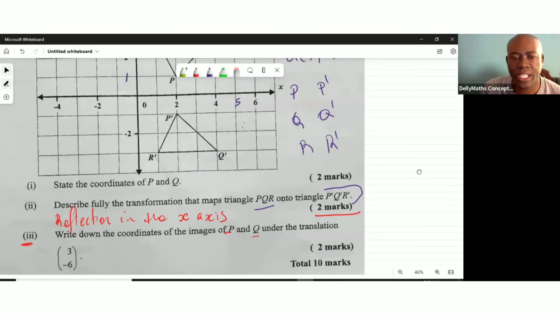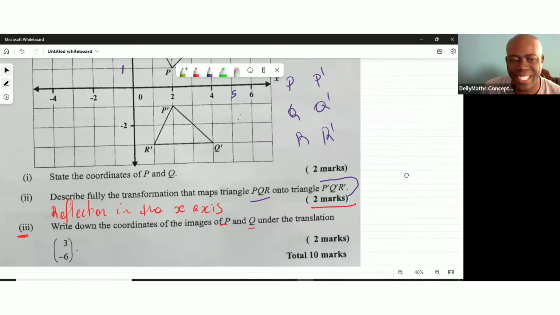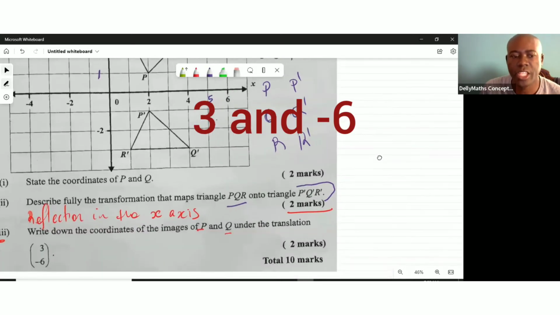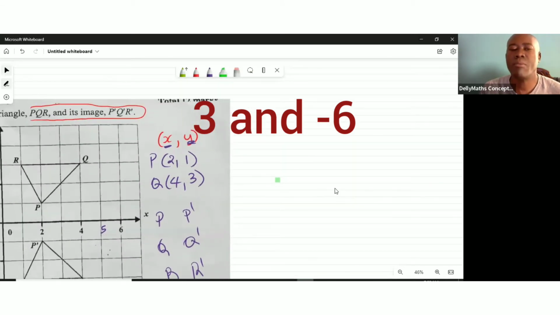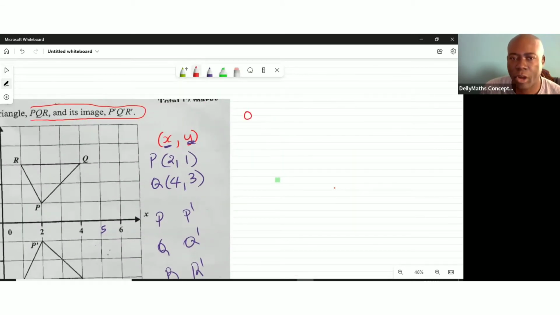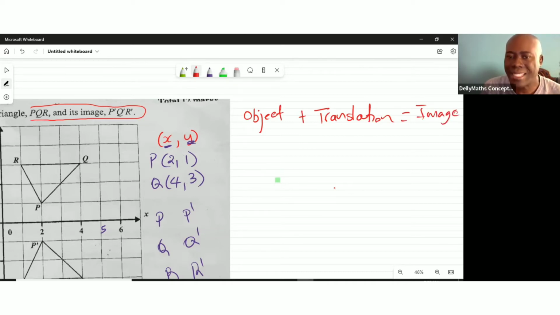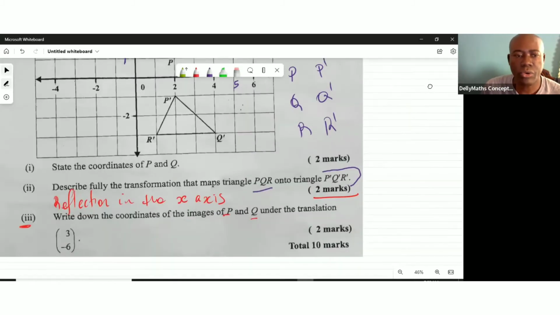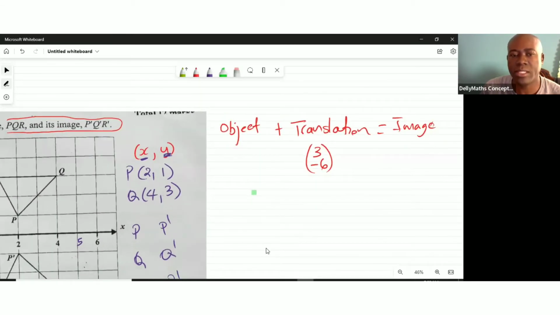We're going to write down the coordinates of the image of P and Q under the translation 3, negative 6. P and Q. So here we have them. Remember though, the principle says that an object plus translation gives us the image. So we're going to embark on this idea. But a translation is always in a vector form. So the translation is in a vector form, which means that we're going to have to represent our points in a vector form as well.